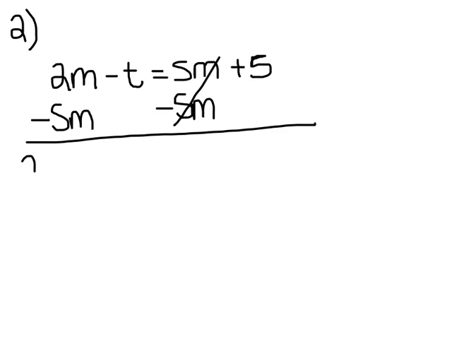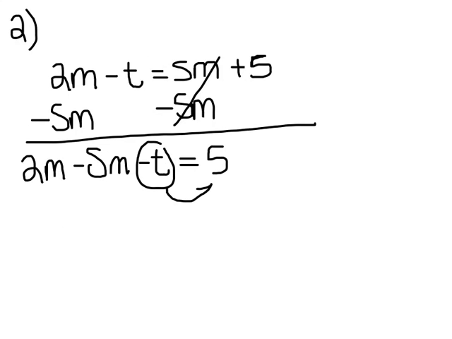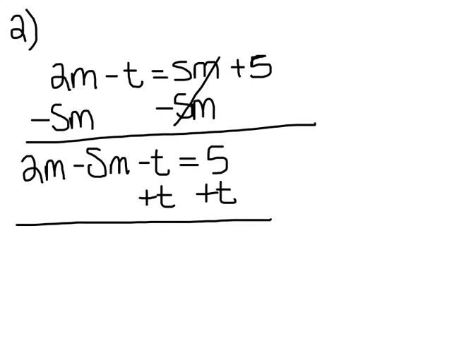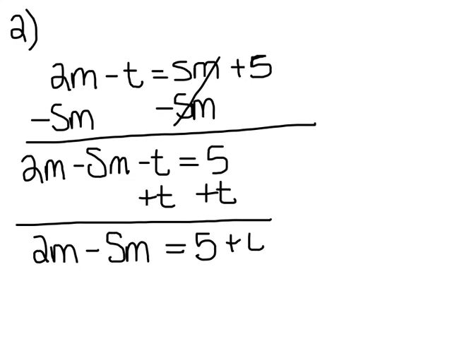On the left side, I have 2m minus sm minus t equals 5. Now we need to isolate our m's, so the next thing that we can do is move this t over to the opposite side of the equation in order to isolate the m's. So I'll move this over by adding t to both sides. Now we're left with the equation 2m minus sm equals 5 plus t.